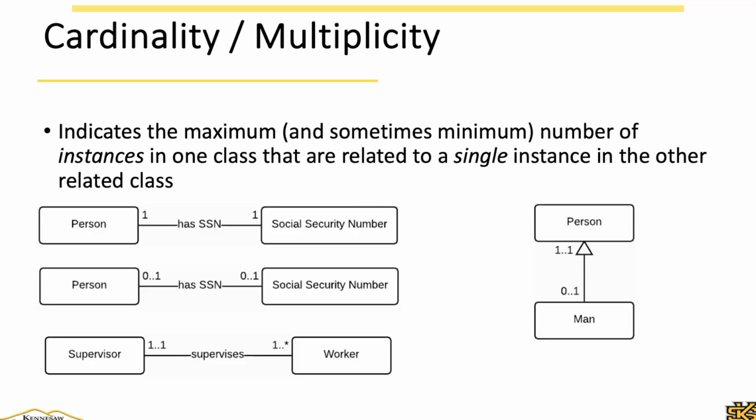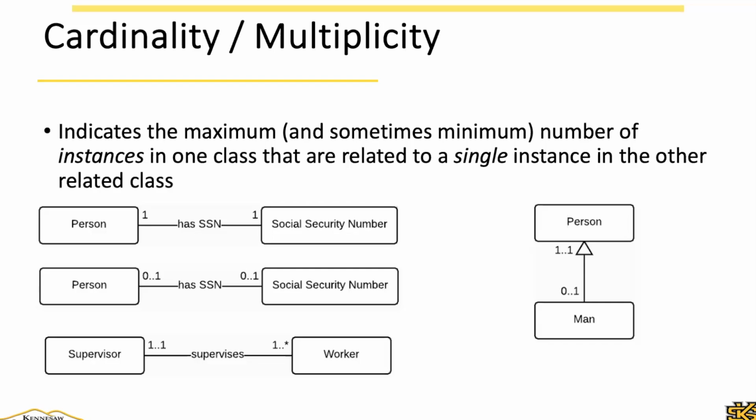So we can see on the figure that the person has SSN related to the social security number, and we can see one on each side. The left one is related to the social security number that is assigned to one person, and the right one, which is next to the social security number, says that the person is assigned to one social security number.